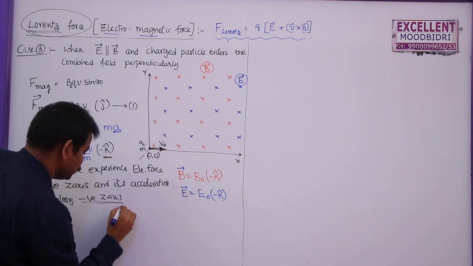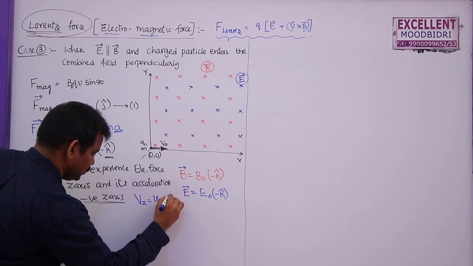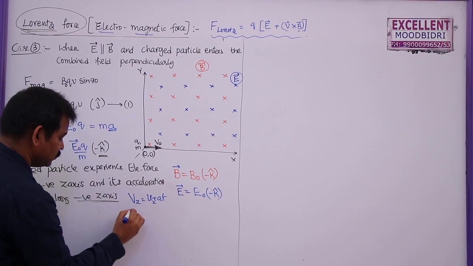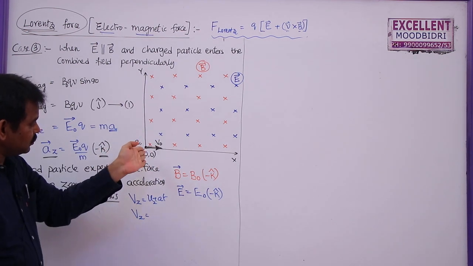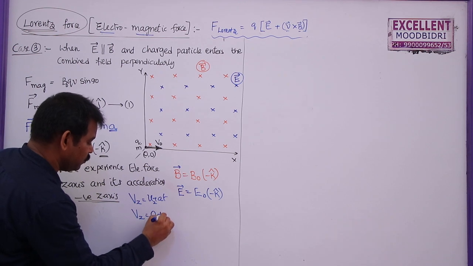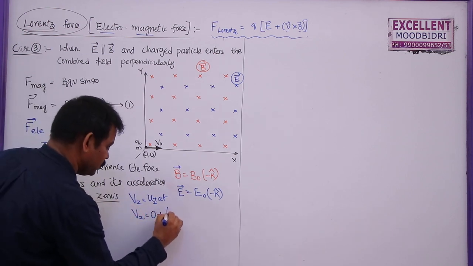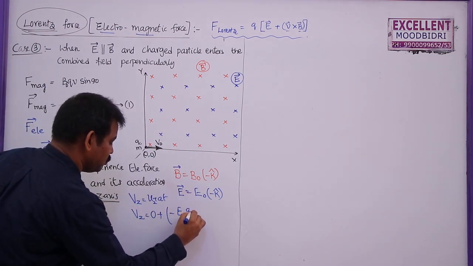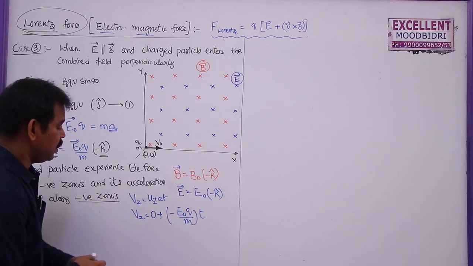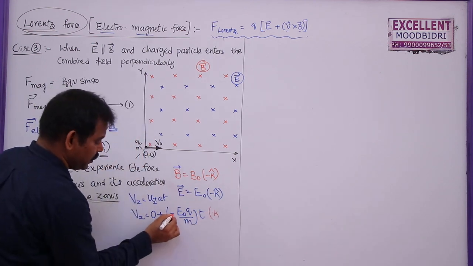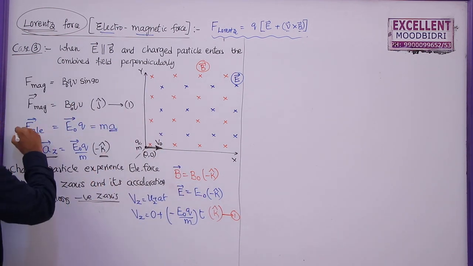In this direction, Vz is given by U plus AT, that is Uz plus AT. Actually, the initial velocity is along the x axis, with no initial velocity along the z axis, so this becomes 0 plus the acceleration, which is E naught Q by M, in the minus K direction. So I am going to write minus E naught Q by M into time t, and the direction is along negative z axis, K cap. This is the velocity along negative z axis due to the electric force.